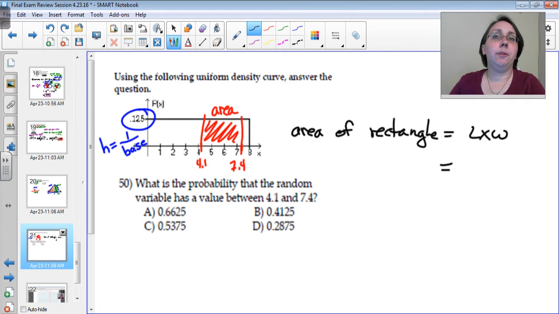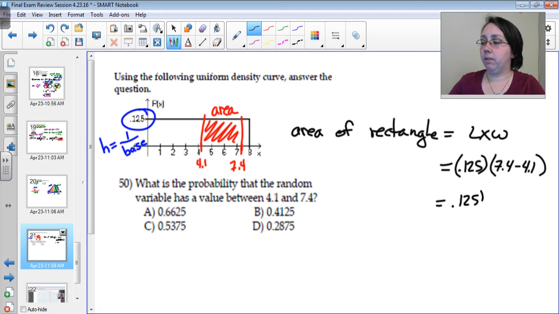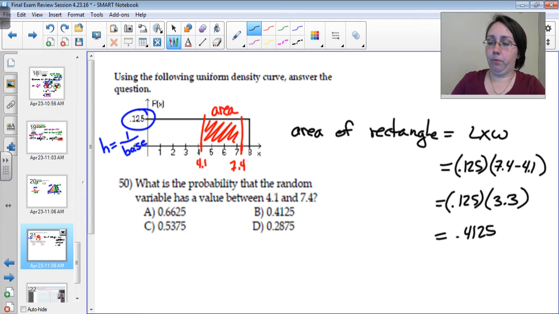What's the height of the red area? 0.125. What's the base or width? Subtract. The big one minus the small one will give you the base. So 0.125 times 3.3. Did y'all get 0.4125? Okay.